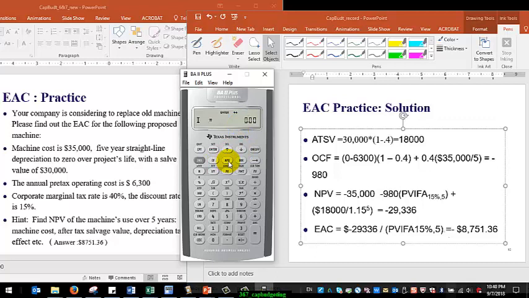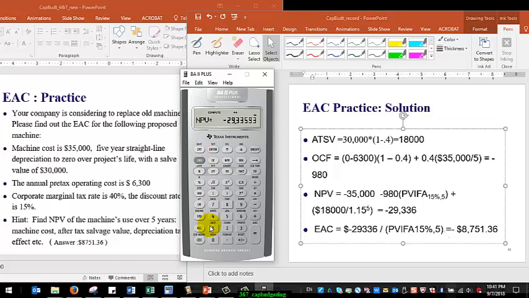After that, we press the net present value key. The discount rate is 15. Then compute net present value. Okay, so that's the net present value.